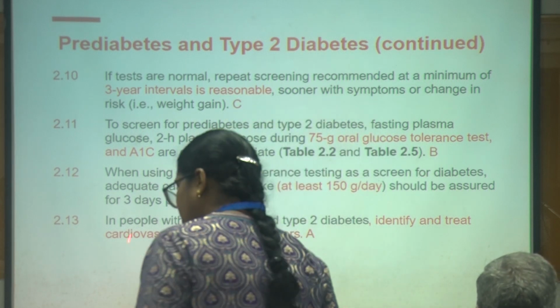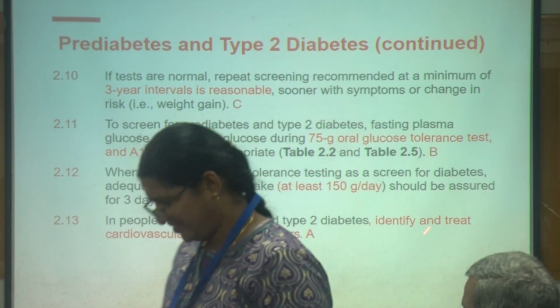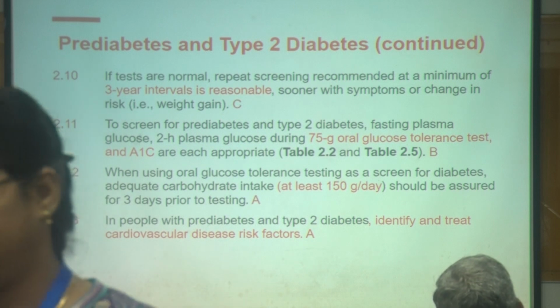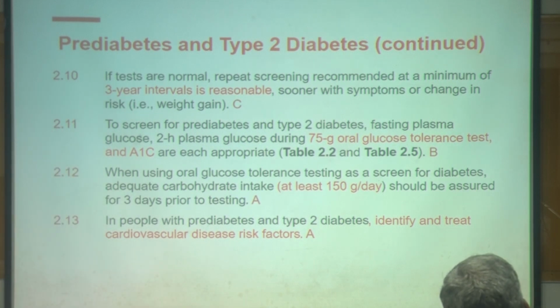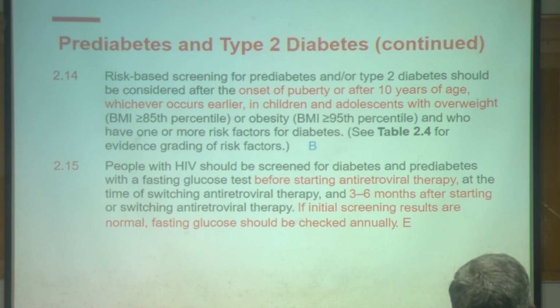And in people with pre-diabetes and type 2 diabetes, identify and treat cardiovascular risk factors. That is the important message I want to give. Weight reduction, and cardiovascular and renal risk factors have to be reduced. That is very much possible with our current treatment. That's the important message I want to convey from this diagnostic classification.